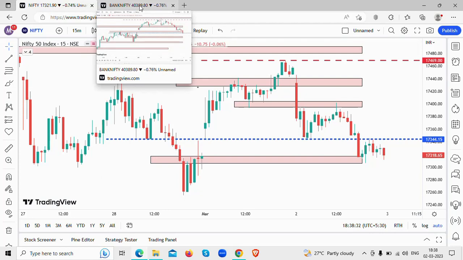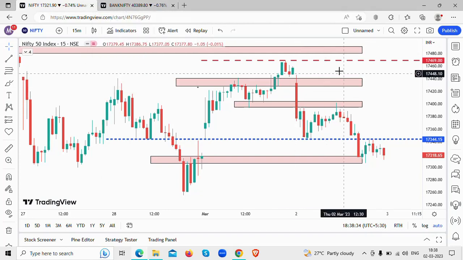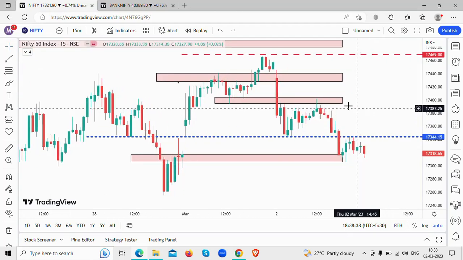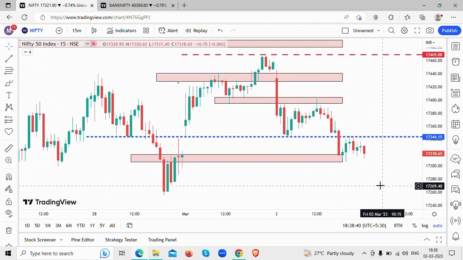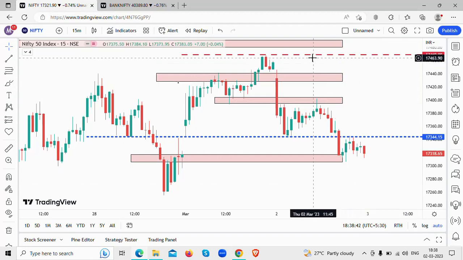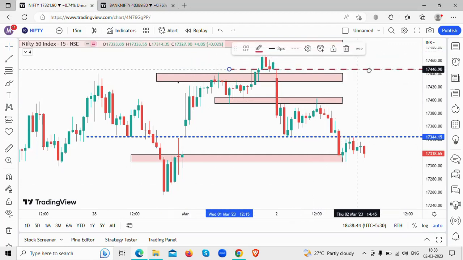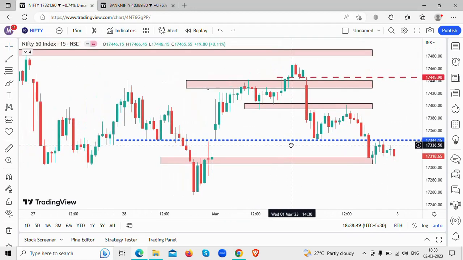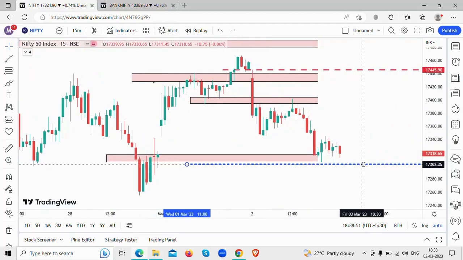Next, we are going to analyze today's price action to help us with tomorrow's trading of Nifty and Bank Nifty. As you know, we mark the high and the low. So this is your high and the low for Nifty. The red line is your high and the blue line is your low for Bank Nifty.